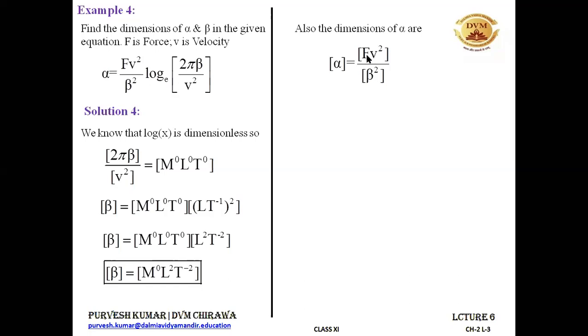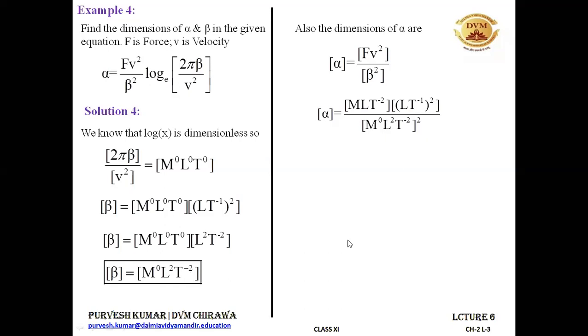Now write the dimensions for f, that is force, v, that is velocity, and beta also, because we have just obtained the dimensions of beta in our solution number 1, that is part A. Just put the dimensions of f, v, and beta. So we'll get it like this. For f, I have written m l t minus 2. For v, I have written l t minus 1, and it is squared, so I have squared it. In place of beta square, I have written the square of the dimension that I obtained in the previous solution, that is m0 l2 t minus 2, squared.